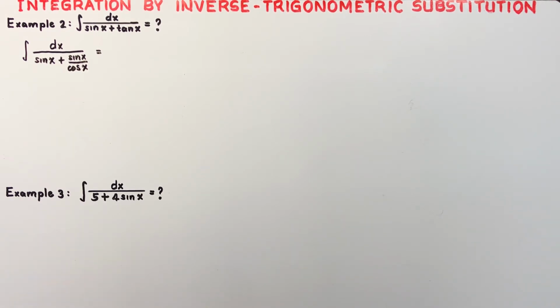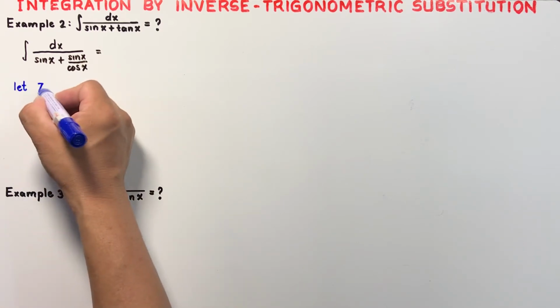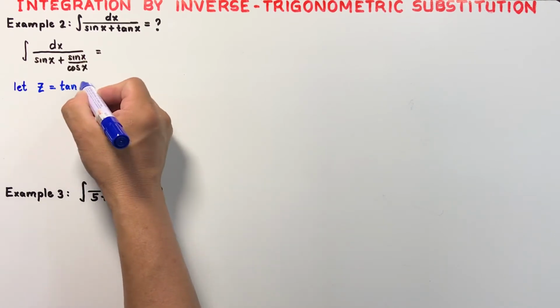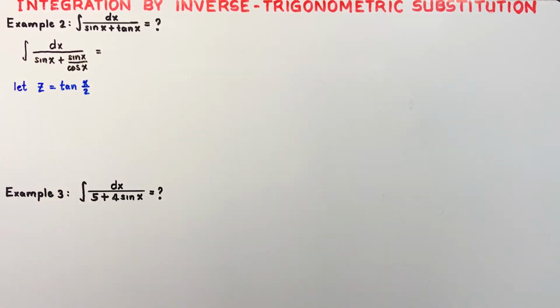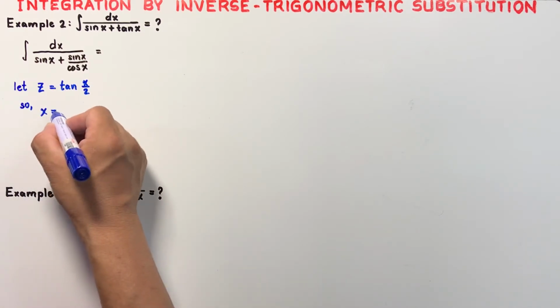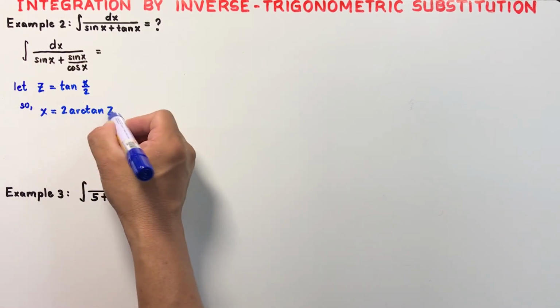So we can use the inverse trigonometric substitution here, using the one that we derived in the previous board, that z is equal to the tangent of x over 2. So solving for x, we need to take the arctangent of both sides and then multiply both sides of the equation by 2. And the resulting value is x, which is equal to 2 times the arctangent of z.